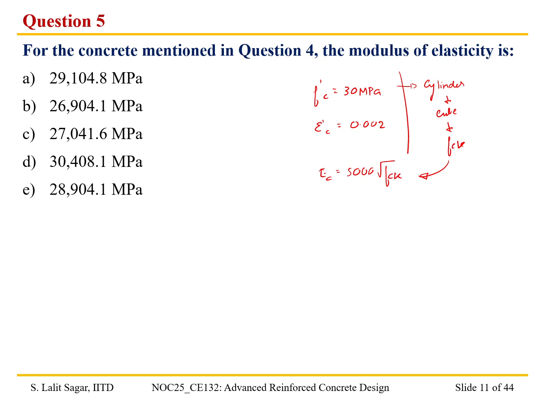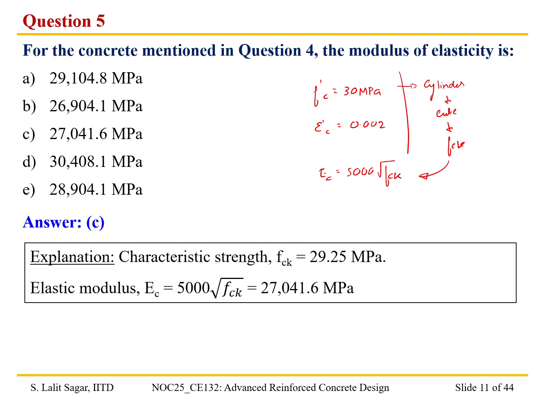Okay, so I think we can proceed with the solution for this particular question. I'm going to give the answer first and then we're going to look at how it is solved. So the correct answer is option C, that is 27041.6 MPa, right? So let us try to figure out how we obtain this FCK from the cylinder strength. Okay.